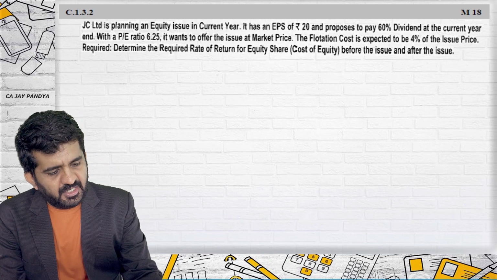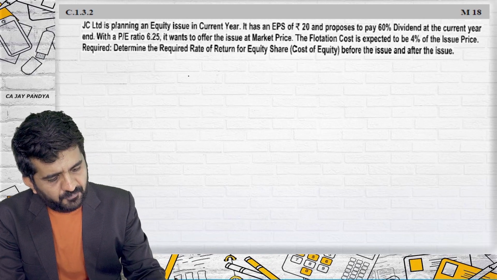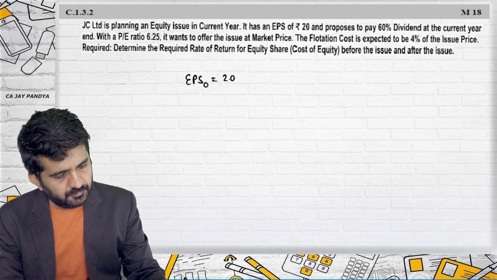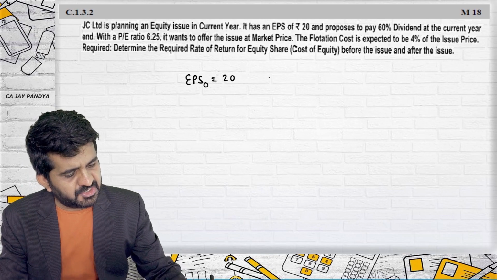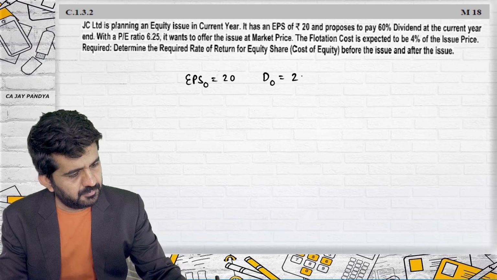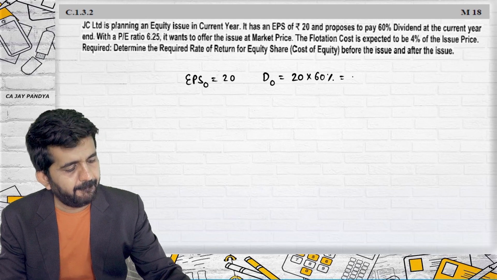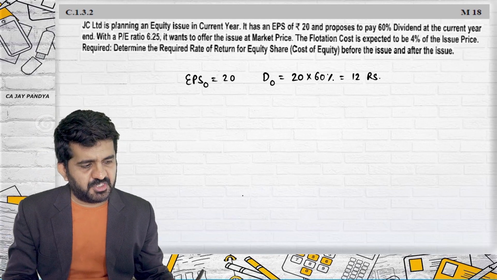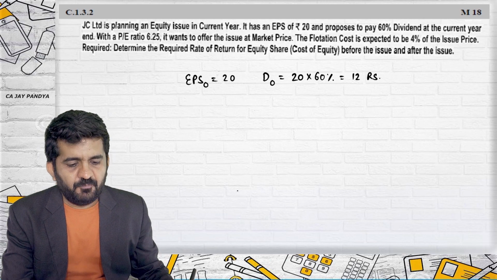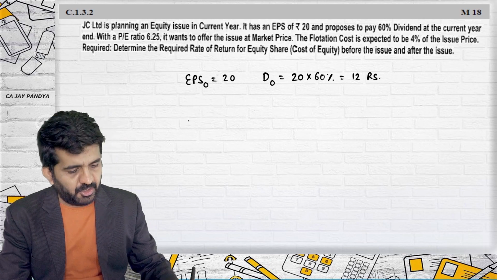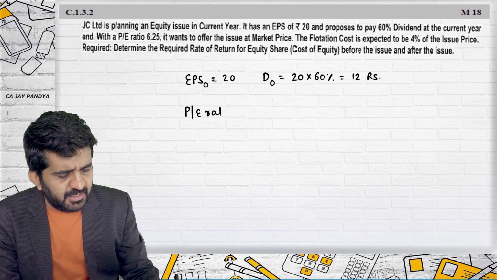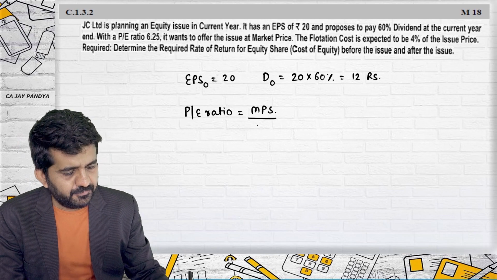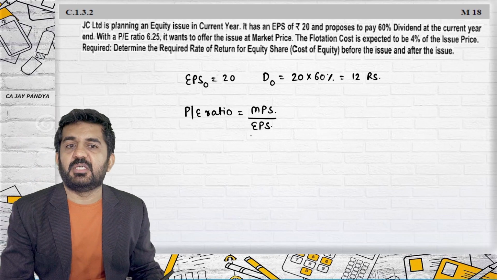JC Limited is planning an equity issue in the current year. It has EPS of 20 and proposes to pay 60% dividend. So out of 20 rupees, it proposes to pay 60% dividend in the current year, with a PE ratio of 6.25. PE ratio, we will be learning in ratio analysis, it is MPS upon EPS.